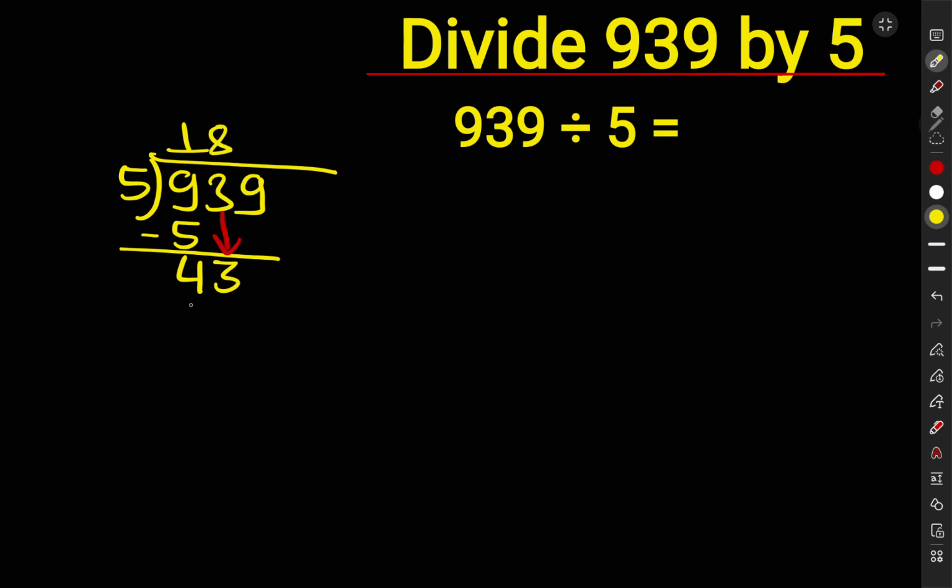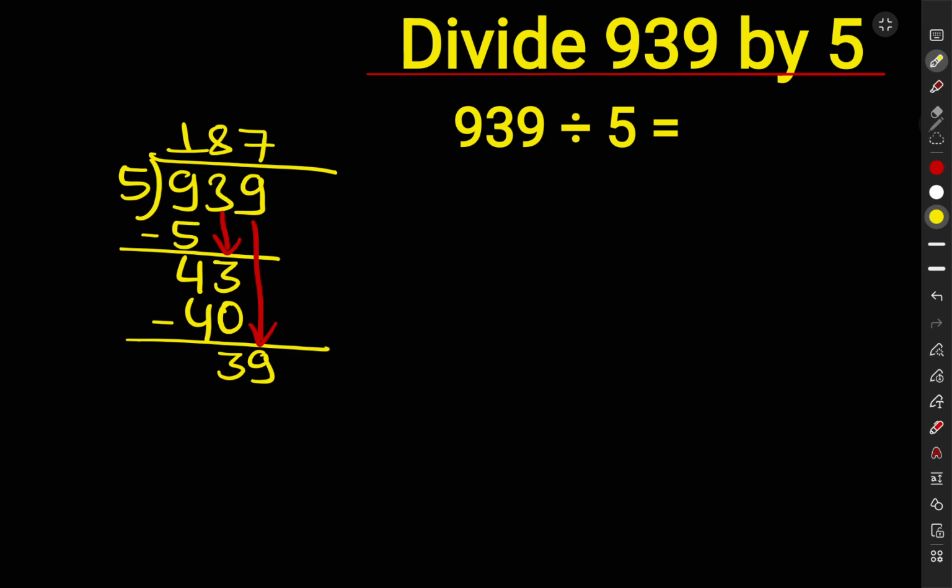5 times 8 is 40. On subtracting we get 3. So again we put down this 9 and it is 39.